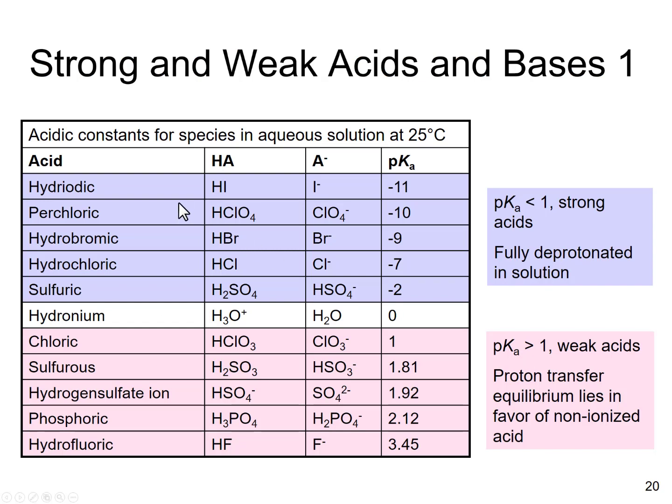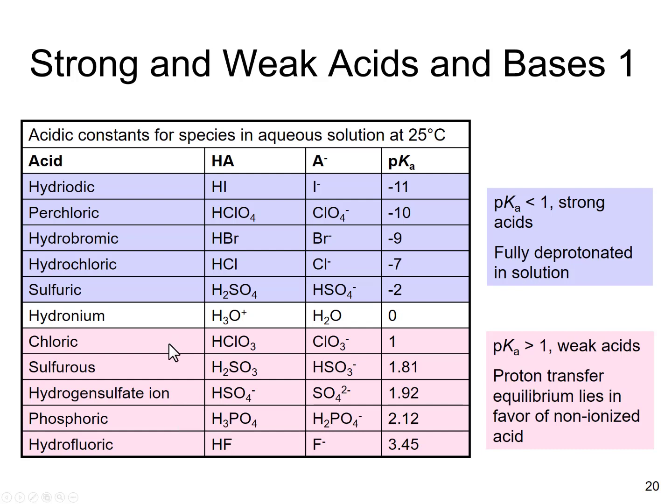So here we can see examples of strong and weak acids and bases. Depicted here is the conjugate base as well, which means typically the anion of the particular acid. And here you can see the comparison of the different pKa. Hydroiodic acid has a pKa of -11, so it's an extremely strong acid. Other strong acids would be perchloric acid, hydrobromic acid, HCl, and sulfuric acid. They all have negative pKa.